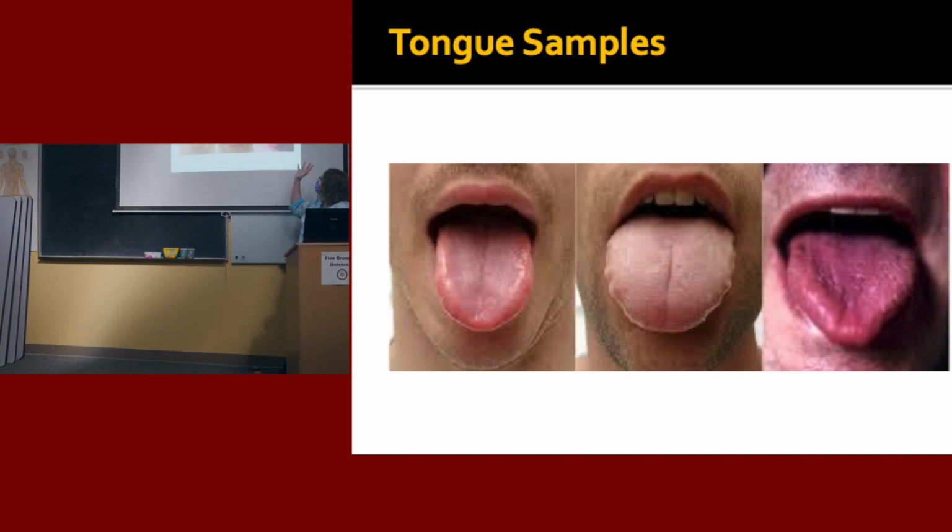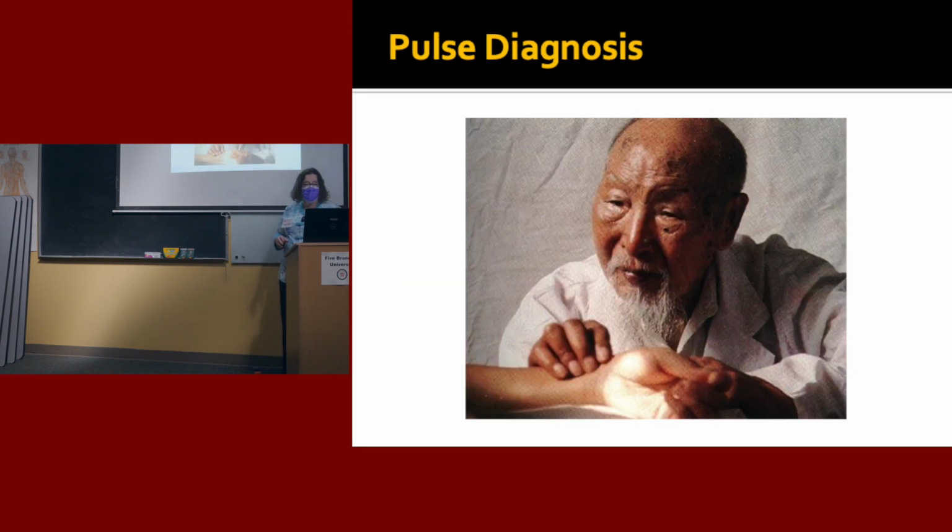But this one, it's a red tongue, so this person has some heat in his body. It can be an infection, it can be an inflammation, or it can just be that he has, like a woman in menopause, so she has less yin, relatively more yang than yin, so she has the hot flashes. She's feeling the heat that tends to go up in the body.